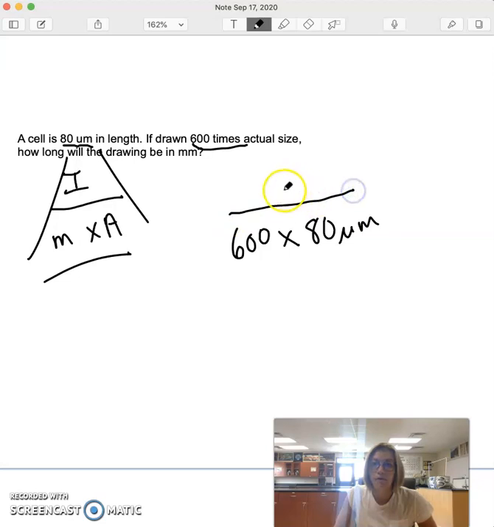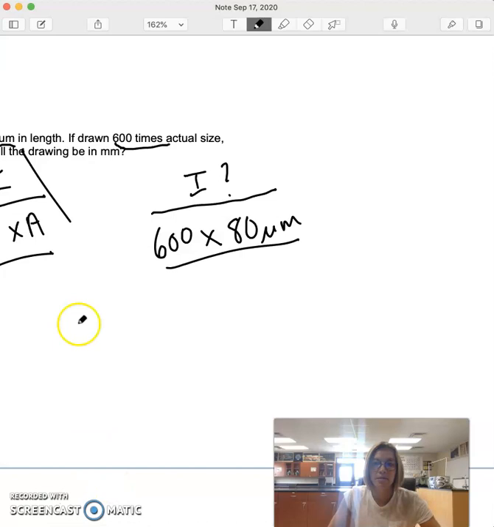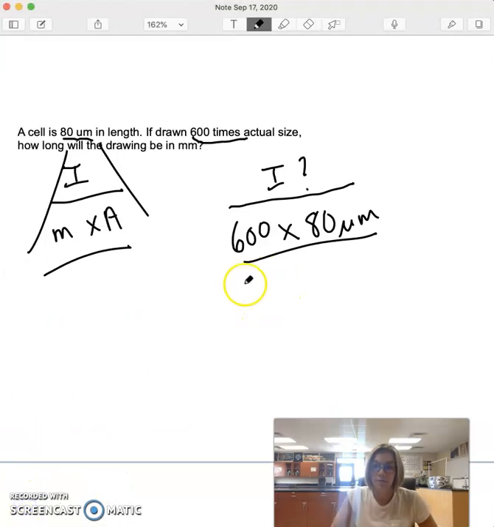And what we are looking for is how long will the drawing be in millimeters? So to do that, all I need to do is multiply 600 times 80. Well, we need to convert to millimeters, right? But do 600 times 80, that gives us 48,000 micrometers, right? But I want to know what my image is in millimeters.